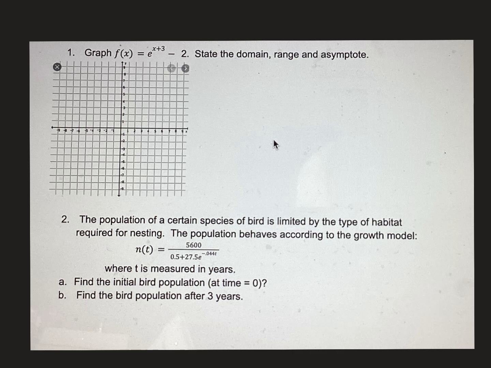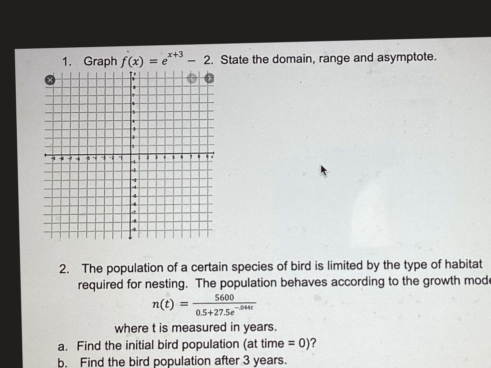All right, guys, let's knock out this review. Number one, graph that, say the domain, range and asymptote. First of all, it's got a -2 at the end. Remember, this is exponential growth because e is bigger than 1, it's 2.7. The -2 at the end shifts the asymptote down to -2.